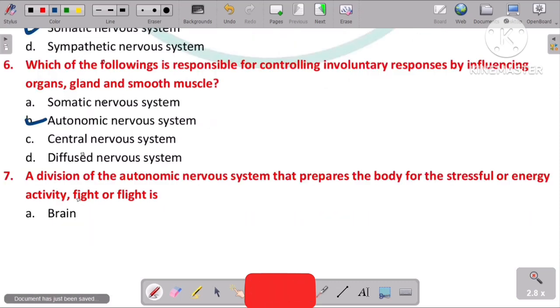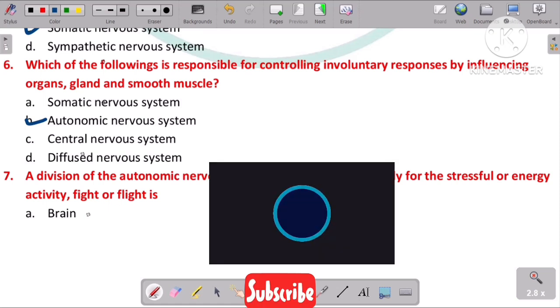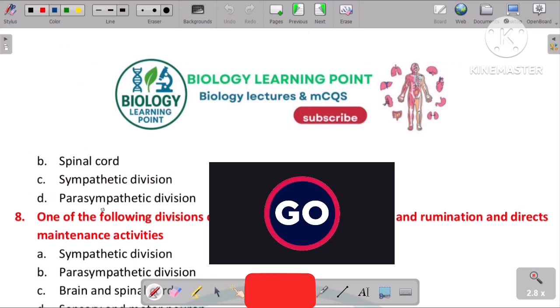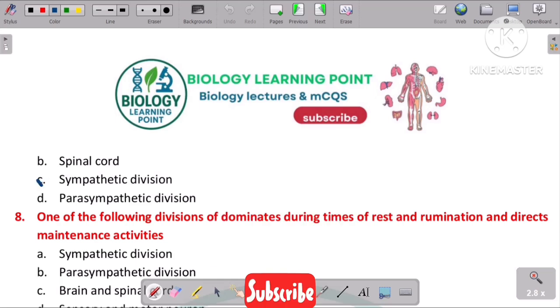So the next question is: a division of the autonomic nervous system that prepares the body for stressful or energy-demanding activity, fight or flight, is. So the options are. The right option is option C, sympathetic nervous system.